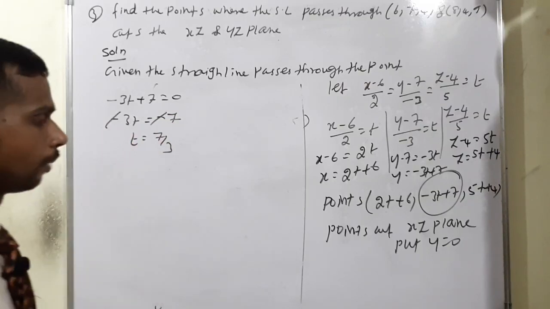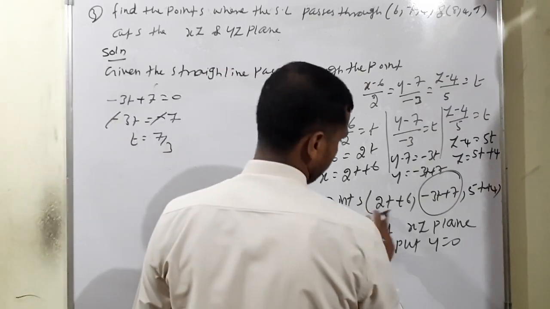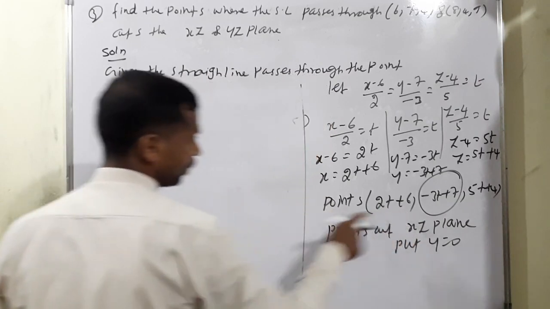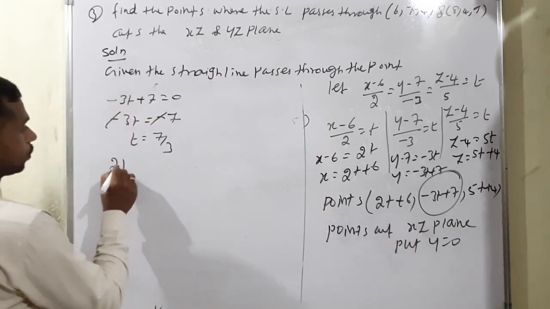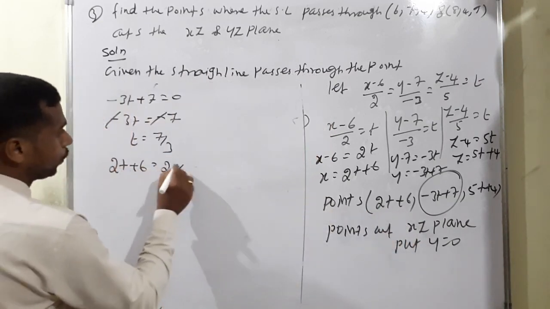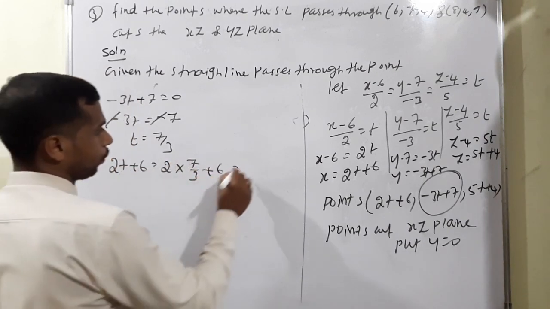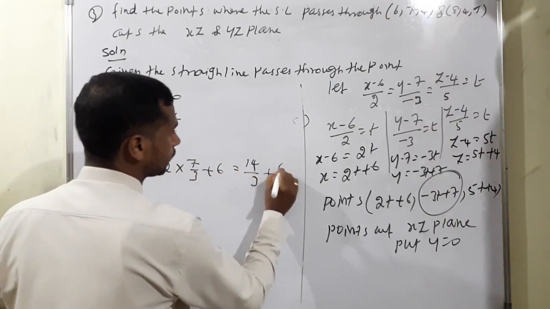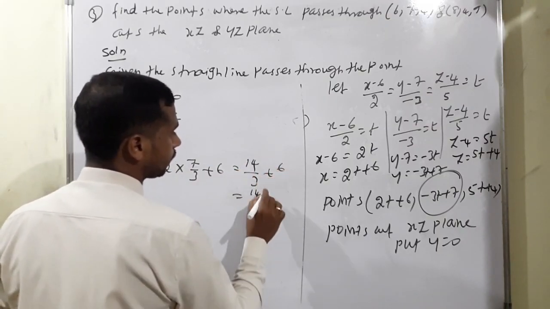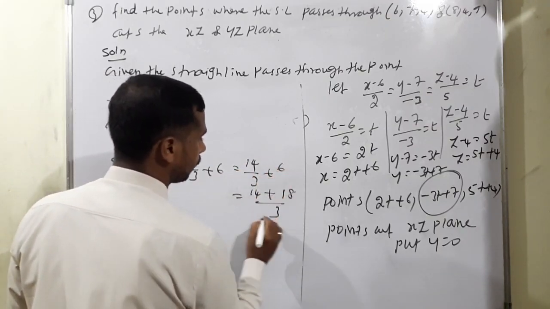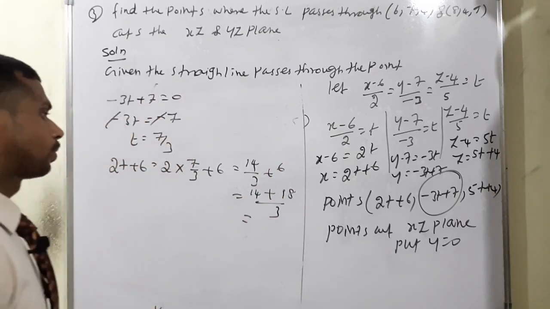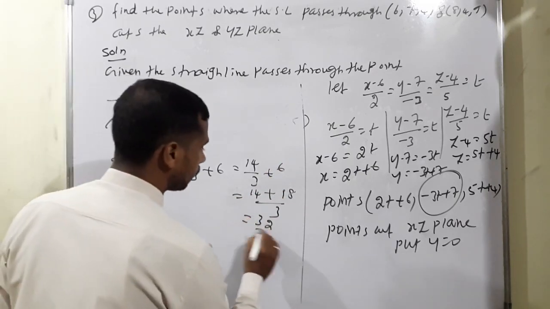This is a fraction term, no? Fraction term means definitely one by one we can find it. The first one, 2t plus 6, isn't it? So 2t plus 6 is equal to 2 into 7 by 3 plus 6, which is 2 7s are 14, so 14 by 3 plus 6. Again 3 6s are 18 divided by 3. So 14 plus 18 is 32 by 3.